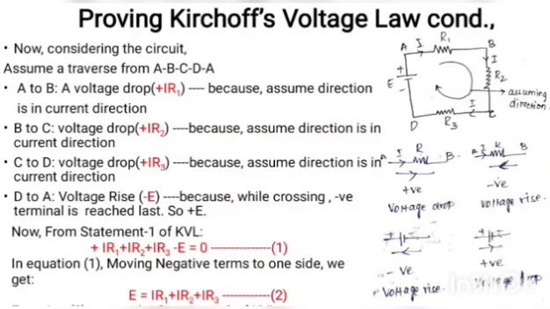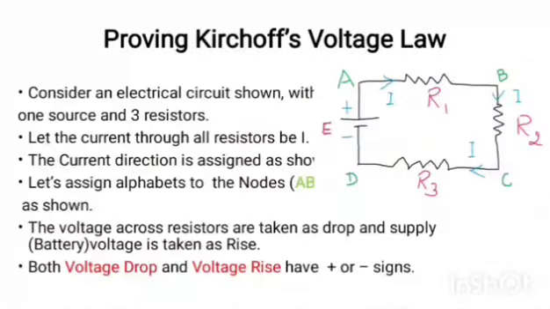From equation 1, I am arranging the positives on one side and the negatives on the other side. Then it gives the sum of the voltage rises is equal to the sum of the voltage drops. This proves statement 2.